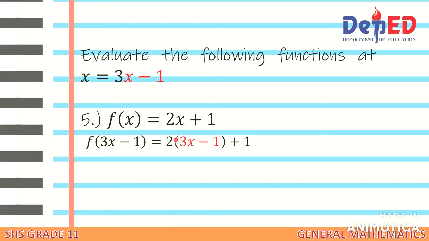So let's distribute to this binomial. 2 times 3x, we have 6x. And 2 times negative 1 is negative 2. Then copy the constant. So we still have the simplest form of this equation, which is 6x minus 1. Negative 1 came from negative 2 plus 1. So this is now the final answer.